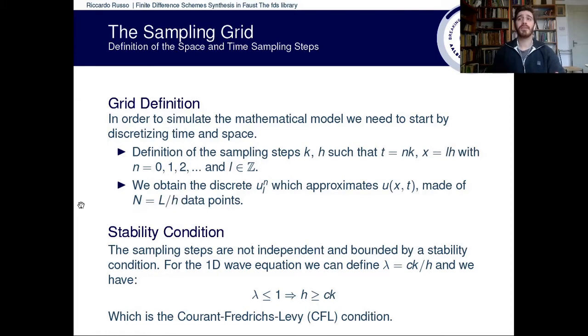So we need to be aware that the two sampling steps are not independent, and they're actually bounded by a stability condition. In general, finite difference schemes for physical models tend to be unstable, and when they are unstable, they blow up. The signal goes to infinity, and what you hear is just a really weird noise from your headphones. So to be sure that our system will be stable, we need to impose this condition, and so we cannot choose these two steps independently. This is the Courant-Friedrichs-Lewy condition, CFL.